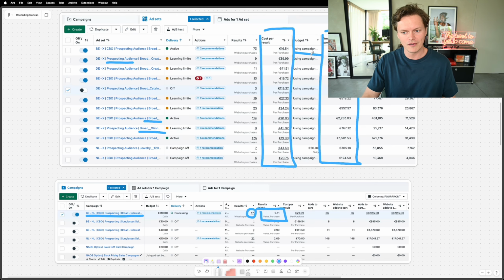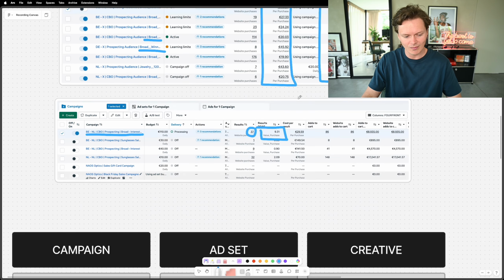So two very different setups, two very different campaign structures, entirely depending on the budget. Obviously these are also different products, different audiences, but the way this is built out has only to do with the budget. So be mindful of the budget.